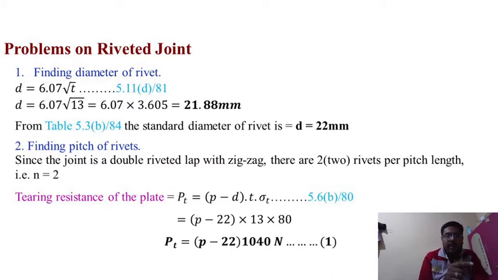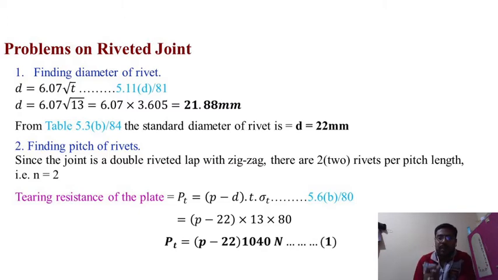Then second point, find out the pitch of the rivets. So this is zigzag riveting, then the pitch is found here. Since the joint is a double riveted lap joint with zigzag manner, there are 2 rivets per pitch length, that is n is equal to 2. Then the tearing resistance of the plate, PT, is equal to P minus d into t into sigma T. This is equation number 5.6b, page number 80 from the data handbook.